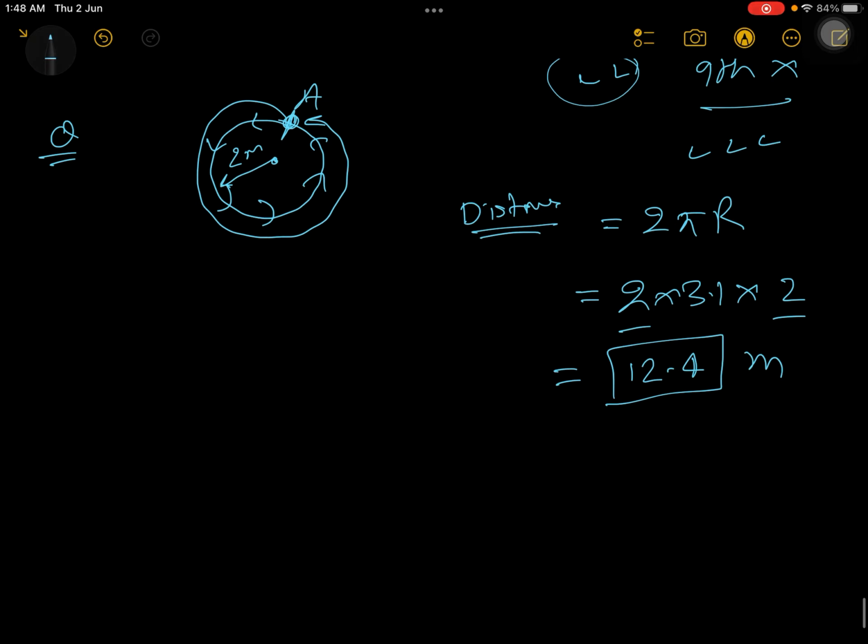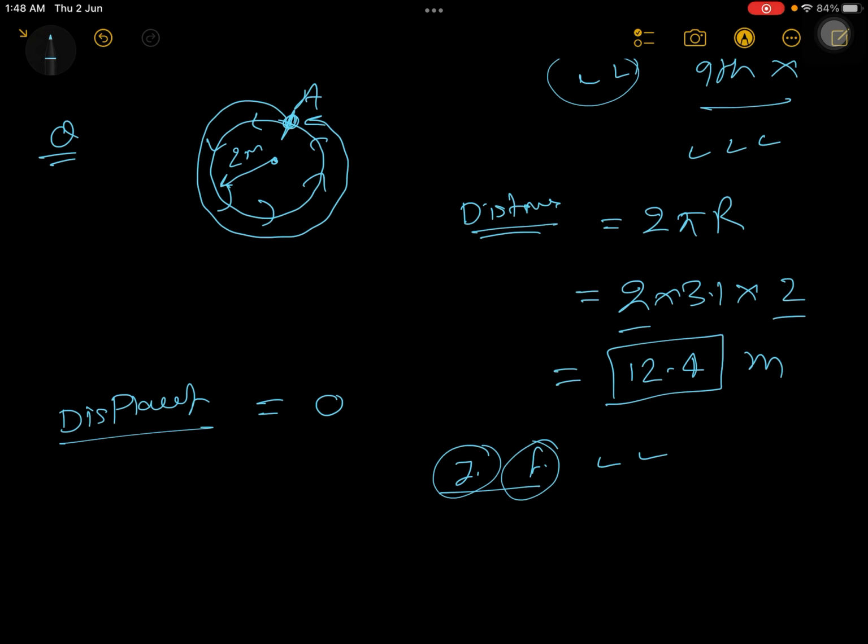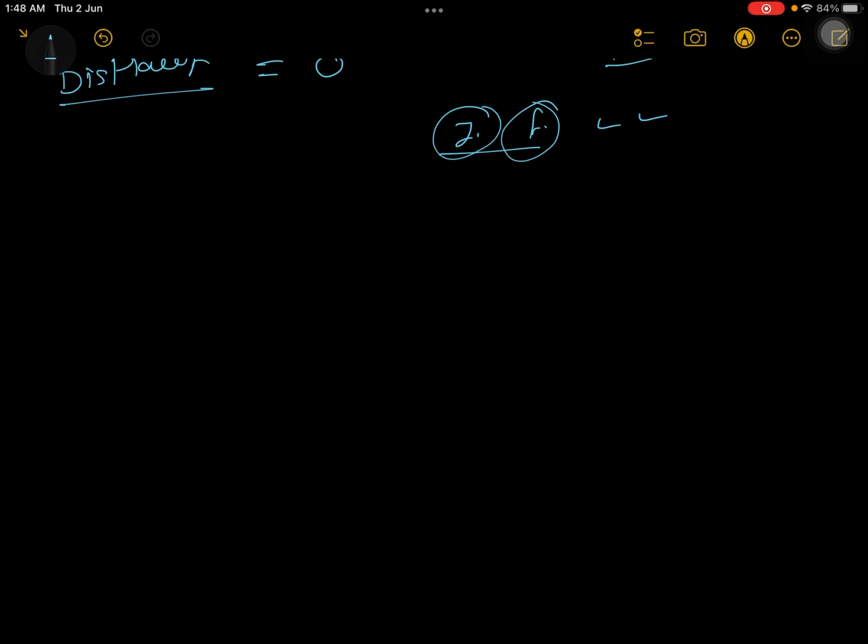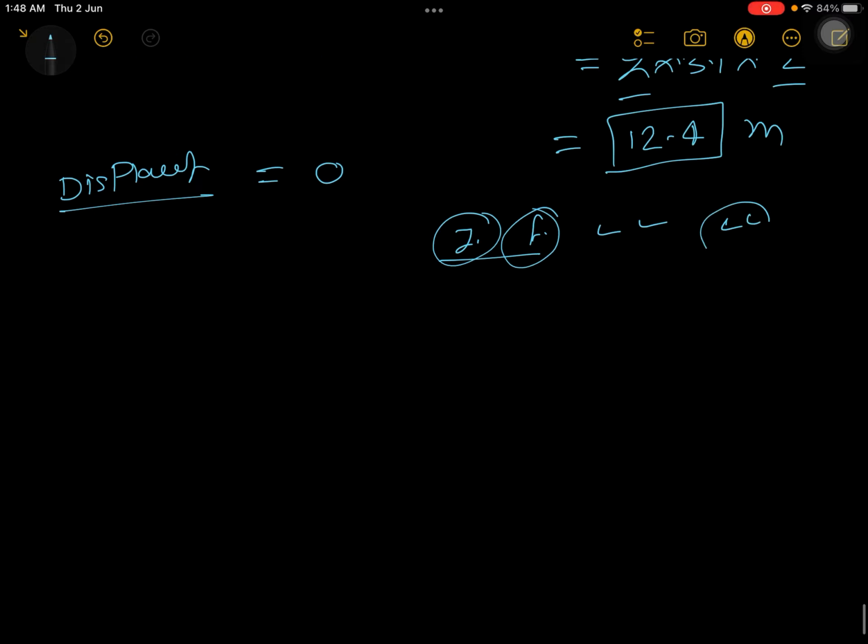Now what about displacement? Don't you think your displacement is going to be 0? Because your initial and final position was same. Now these three examples are sufficient to understand how to find distance and how to find displacement. When we'll be solving main problems, these small problems will help you.